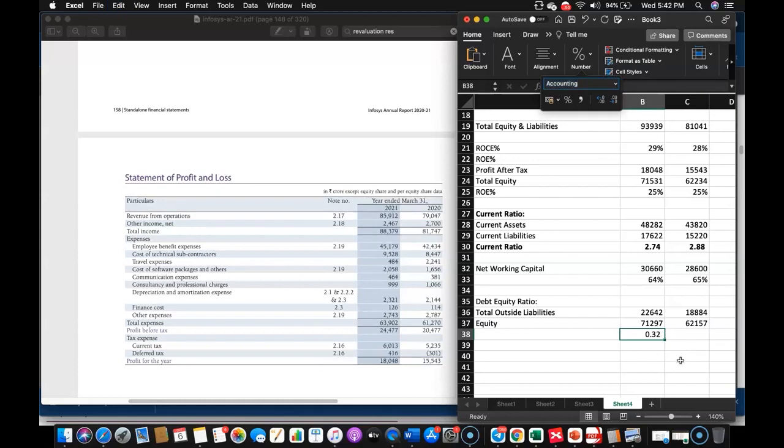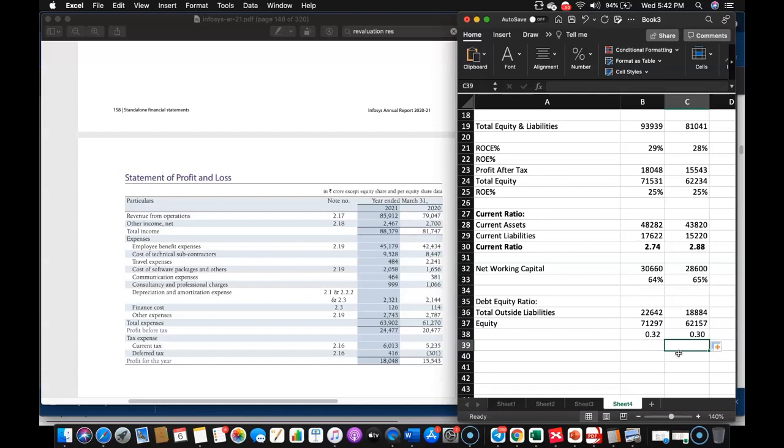0.32 in the current year, and in the previous year it is 0.30. Amazing. See, the ratio is below 1. Banks, they say 1:1 as the good ratio. They will have maximum like 2:1 or 3:1. And this is a company which is having a ratio below 1. It means their long-term solvency is very strong.